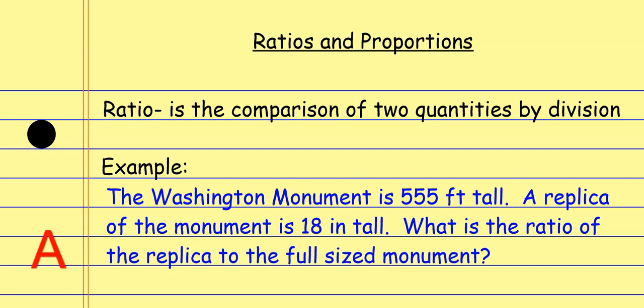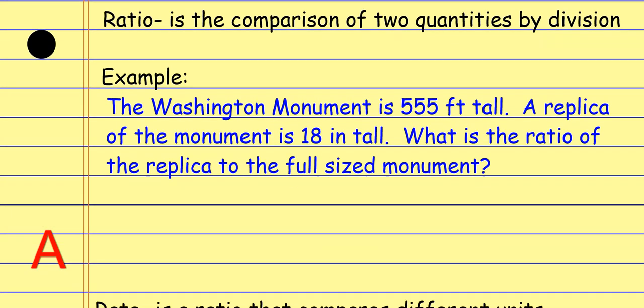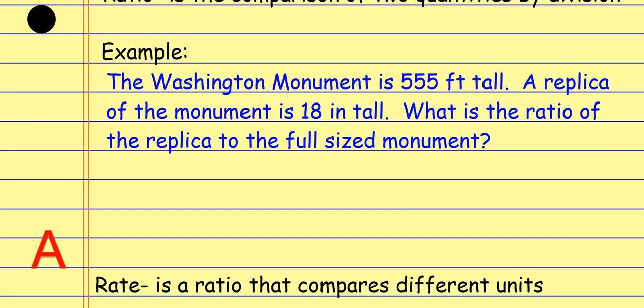For example, it says the Washington Monument is 555 feet tall. A replica of the monument is 18 inches tall. What is the ratio of the replica to the full-size monument? The order in which it was written is important. It says replica to the full-size monument, which means the replica divided by the full-size monument. Again, we compare them with division, but I use the fraction bar as my division sign. So 18 inches over 555 feet.